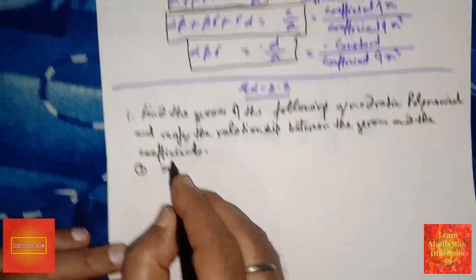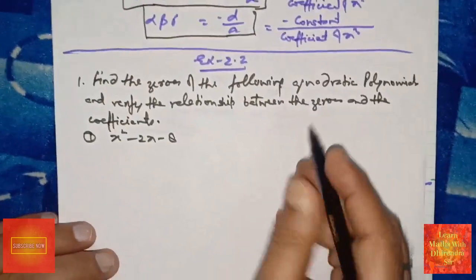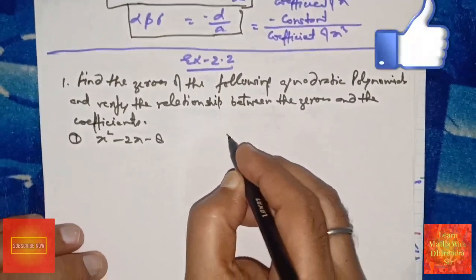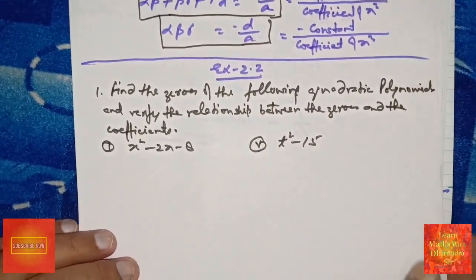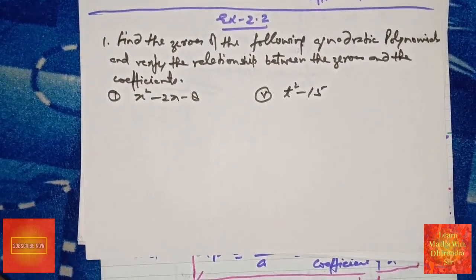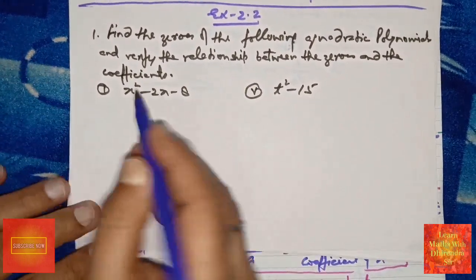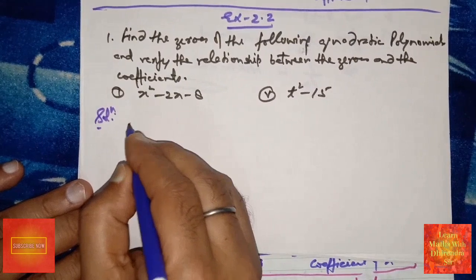Here is x square minus 2x minus 8, and take another polynomial like this. Here is the part 5, that is t square minus 15. Rest are so many polynomials, done by yourself. Is it clear? First we take the first question, solution. Here is the polynomial.